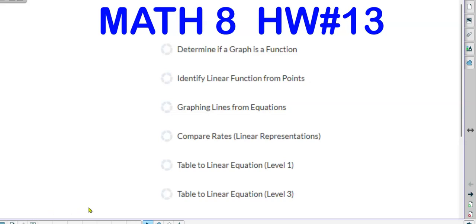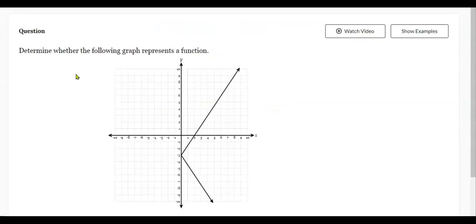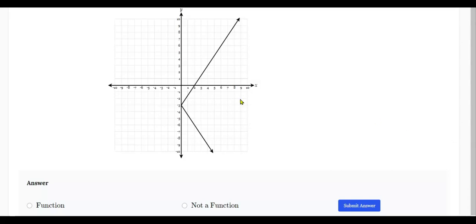Let's take a look at the questions on homework 13. We'll start with determining if a graph is a function. In order to determine if a graph is a function, you'll need to use something called the vertical line test.